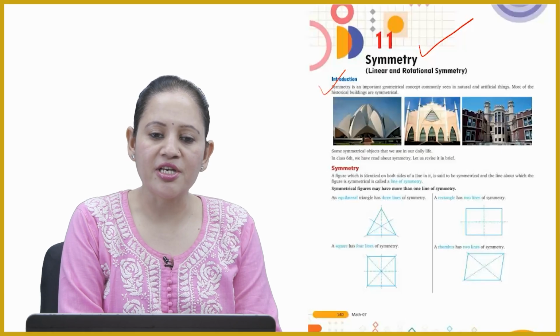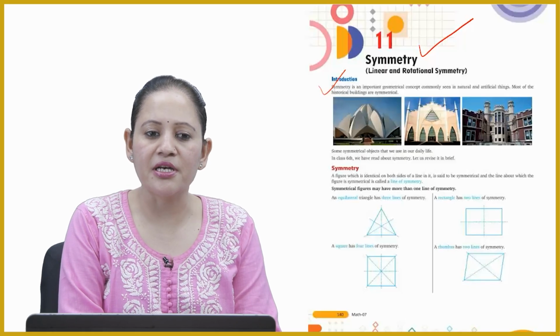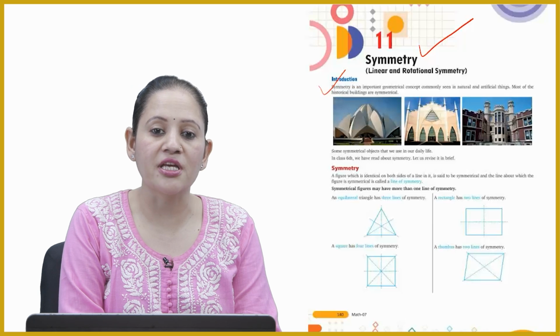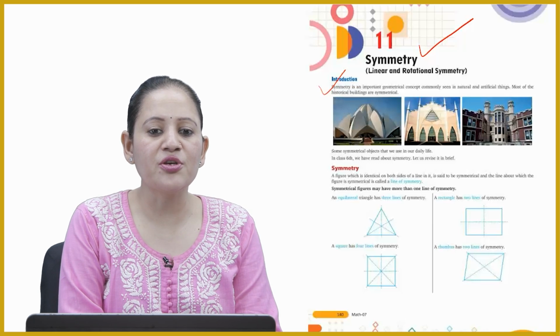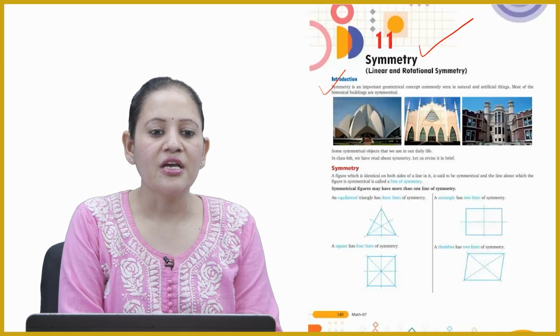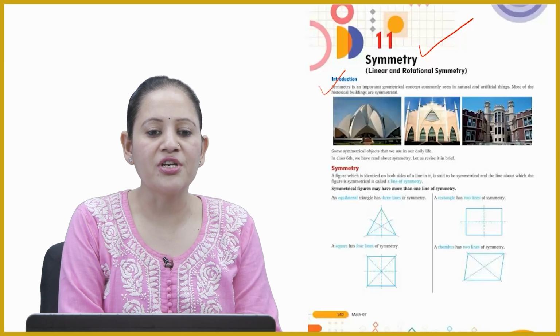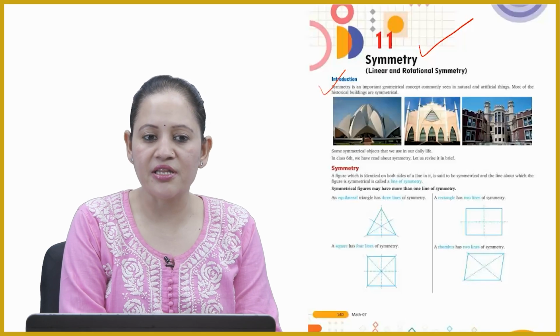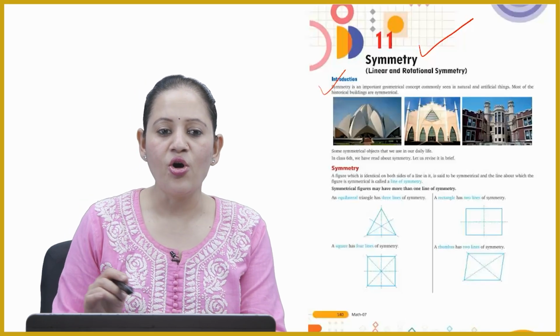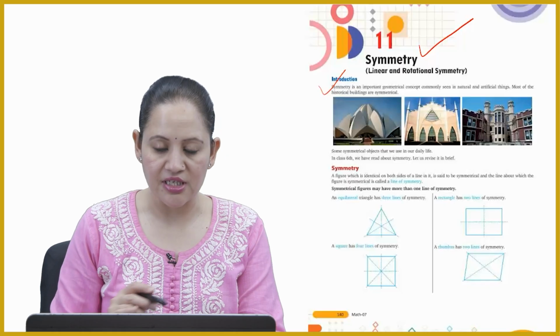So symmetry एक geometrical concept है. आपने बहुत सारी buildings and in nature you can see so many things which show symmetries. Some symmetrical objects that we use in our daily life. If in class 6 we have read about the symmetry, let us revise in brief. So symmetry हमने class 6 में पढ़ा था. You can see some buildings given here. All these buildings show symmetry.